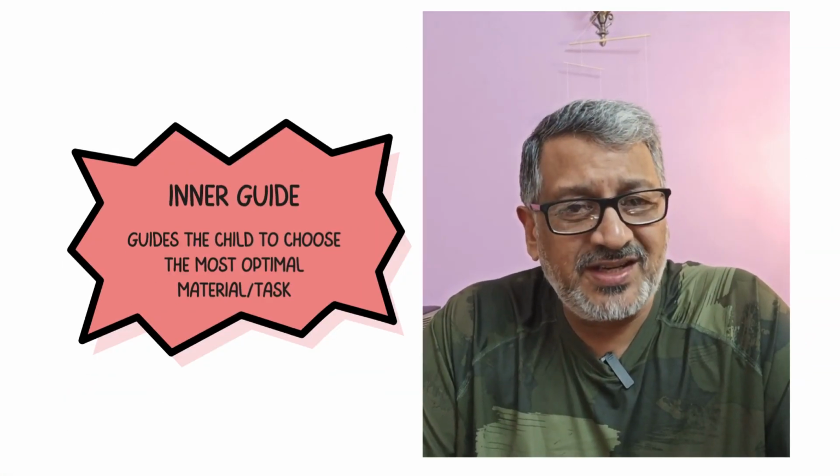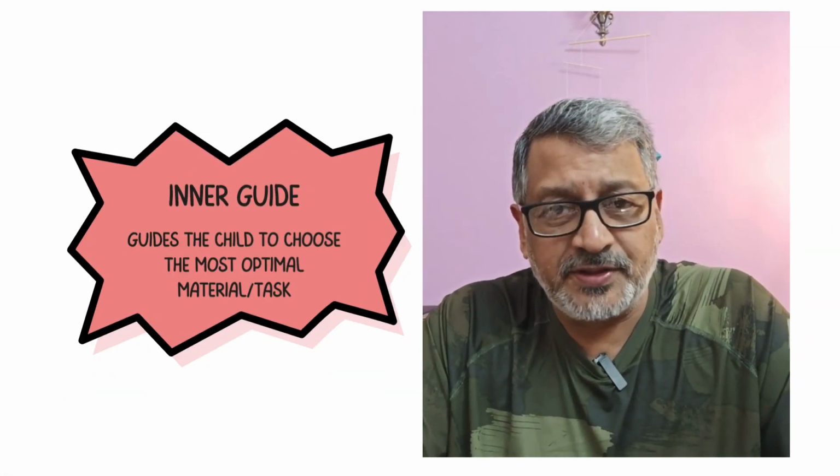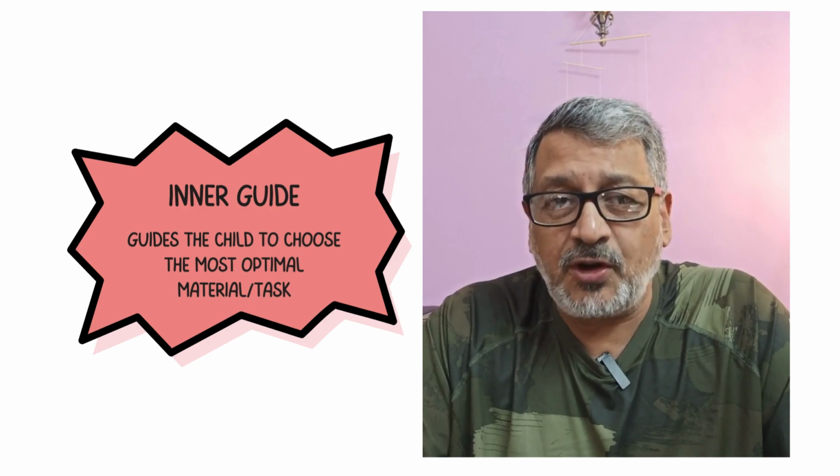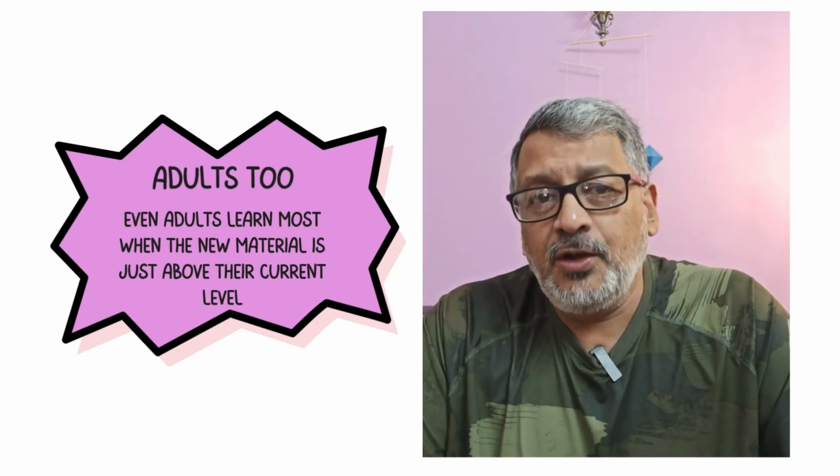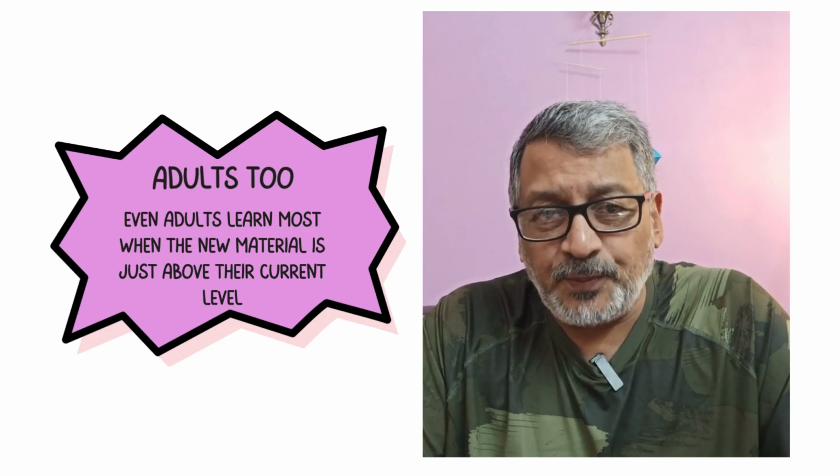What is this inner guide? Simply put, the child chooses material that is just above their current level of competence. Thus, this is most optimal for their current stage of learning. This ability holds true for adults also.